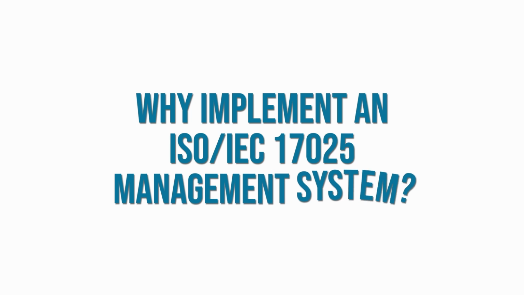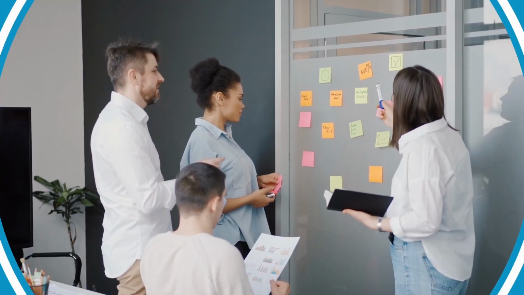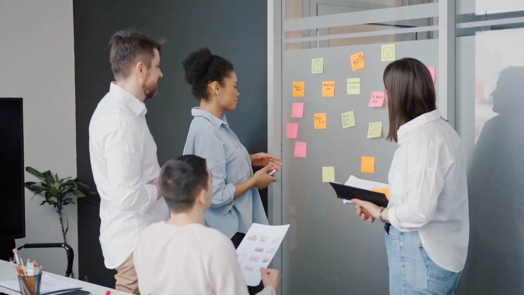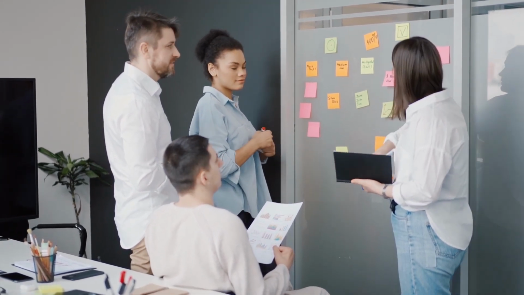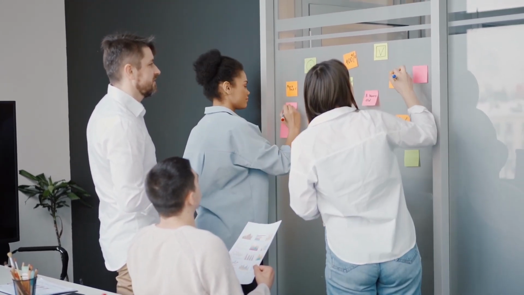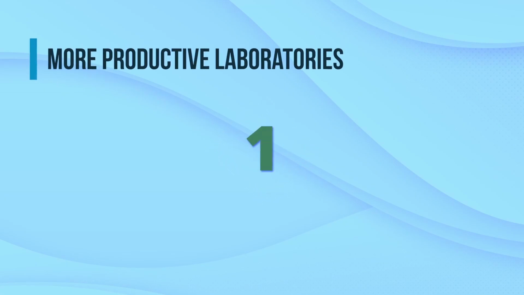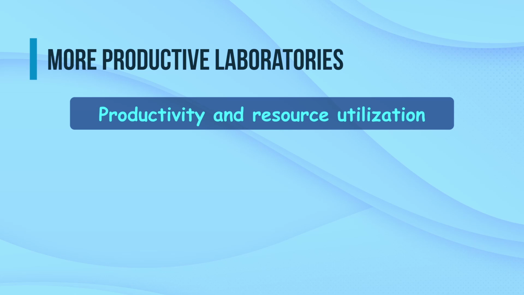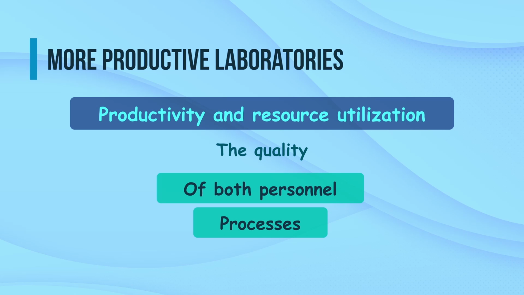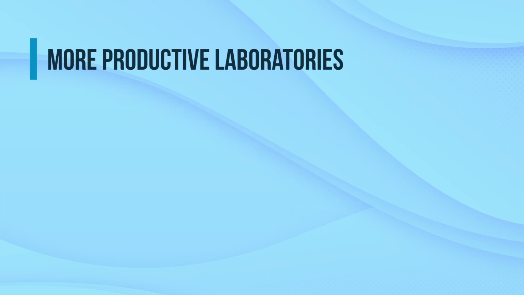Why implement ISO/IEC 17025's management system? There are many reasons to implement an ISO/IEC 17025 management system, but here are the most important. 1. More productive laboratories. Laboratories are concerned about productivity and resource utilization, aspects directly determined by the quality of both personnel and processes.